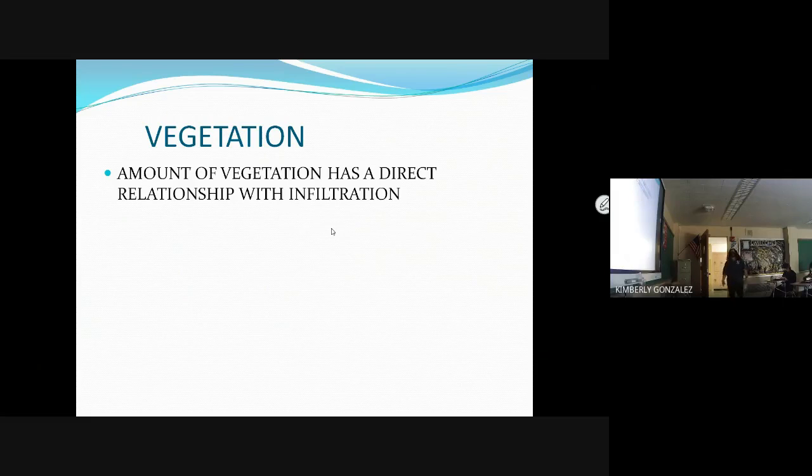Vegetation. Vegetation's fun. Vegetation are plants, animals, vegetables. No, it's just really plants. Okay? So this is going to have a direct relationship with infiltration. The more vegetation you have, the more infiltration you will have as well.